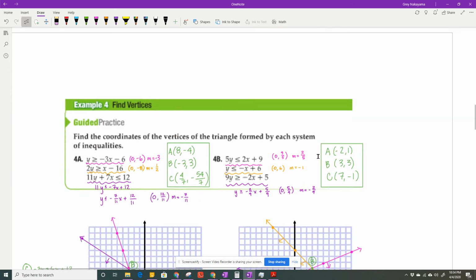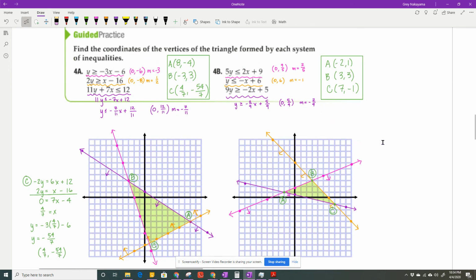Okay. The last thing that you have, again, just bringing it all together and preparing you for the next lesson that we're going to cover, and that is putting 3 or more inequalities on the same graph. And in this case, you're going to find the coordinates of the vertices of the triangle formed by each system. These two are both triangles. Sometimes they're not triangles. You're just looking for that region. Like I said, we'll talk about it more in the next lesson.